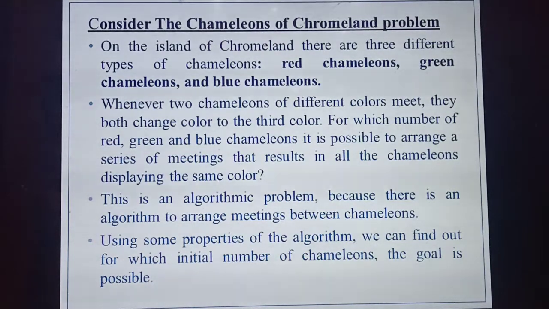Understood the problem? Three different colors of chameleons are there. They arrange meetings among them. In that meeting, if two colors are equal or the same in number, they will automatically change their color to the third one.